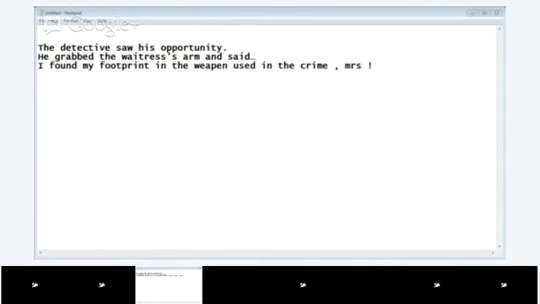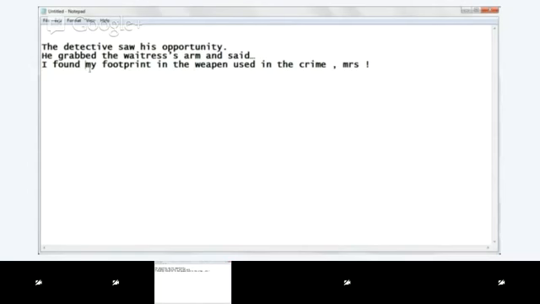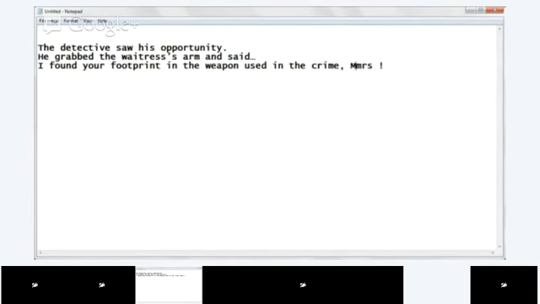Okay. I found your footprint in the weapon used in the crime, Mrs. I found your footprint. Your, not mine. Yeah, I found your footprint in the weapon, spelling? In the weapon used in the crime, Mrs. Okay, so Mrs. would be a capital M. Now, I found your footprint in the weapon.